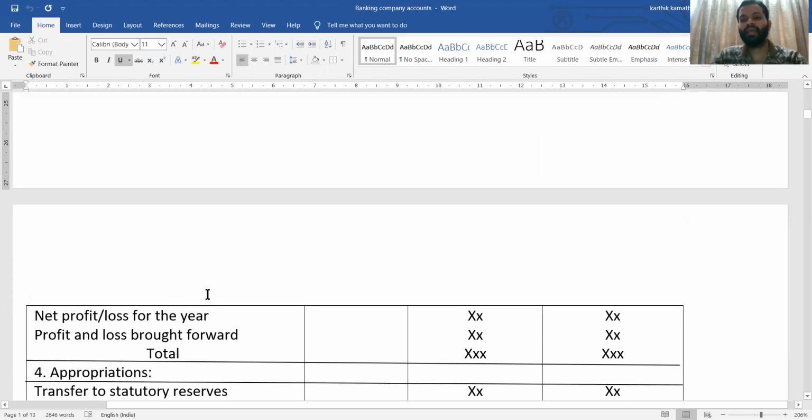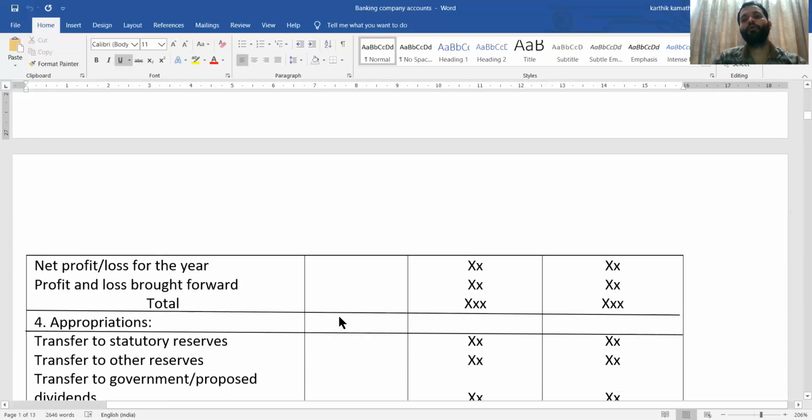Then if there is any profit and loss balance of the previous year given in the balance sheet, that is the profit and loss account brought forward, and that also comes under head 3, profit and loss, under the profit and loss account schedules. So again you will get one total. Then the fourth head is for appropriation.